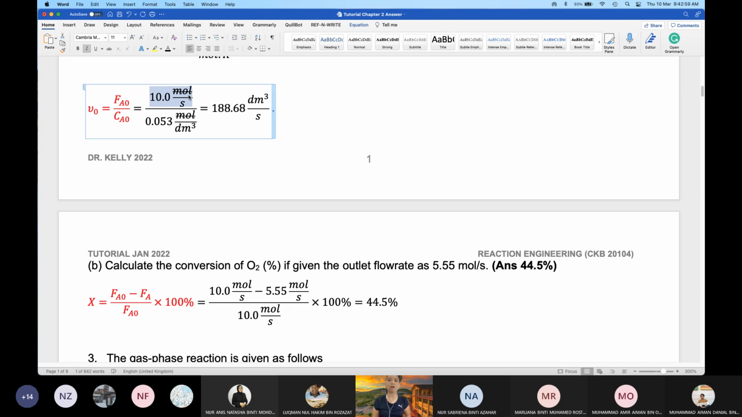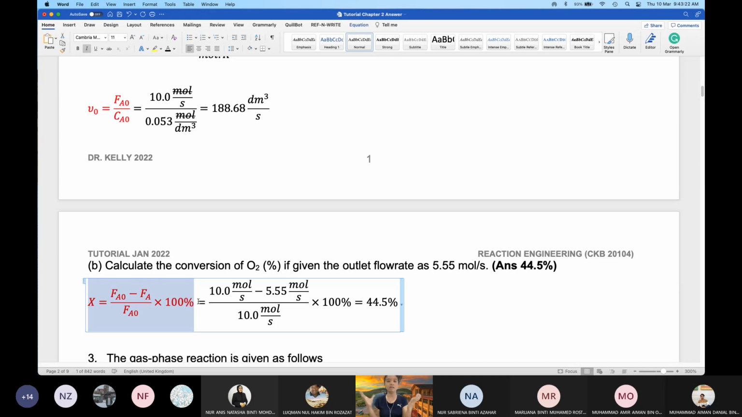Kita tahu FA0, kita tahu FA. So we can directly find the conversion lah, straightforward. Conversion equals to in minus out divided by in. Inlet molar flow rate FA0 minus dengan outlet molar flow rate FA, divide again with the inlet molar flow rate FA0. So 10 minus 5.55 divided by 10 again.